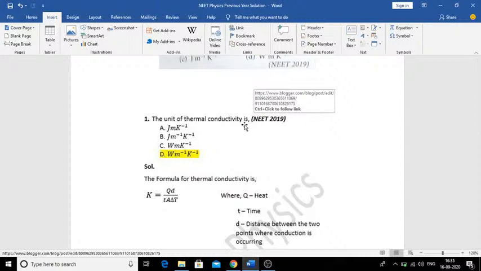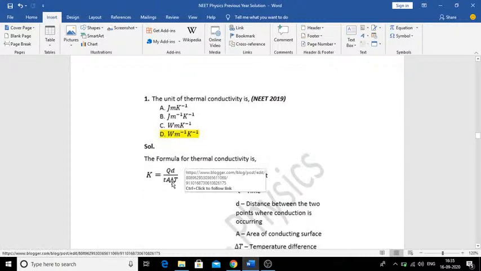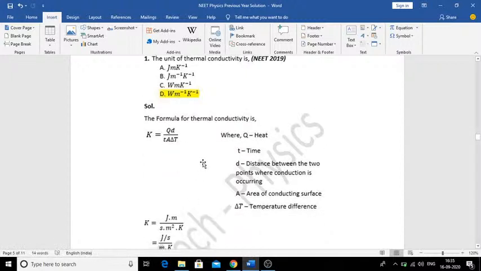So the question here is the same. The options are only shuffled, so we have to see only our right option. We already know that the formula for thermal conductivity is K equals, so here you can see that blogspot is showing here.